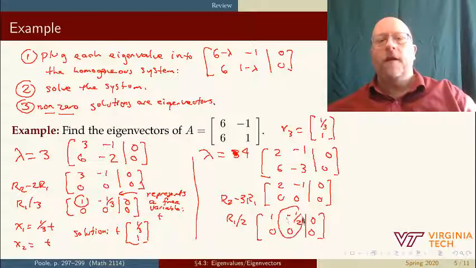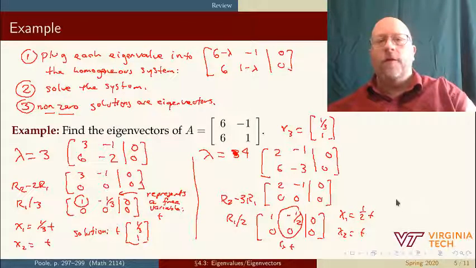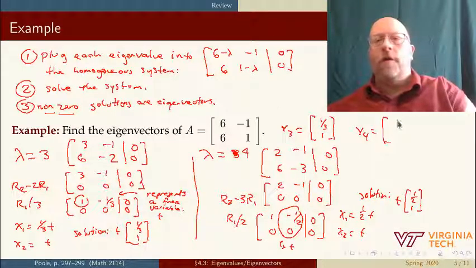Again, this column represents a free variable, which we'll call t again. And my solution will be x1 is equal to 1/2 t, x2 is equal to t, and so t times 1/2, 1 is the solution to this system. And so my eigenvector corresponding to lambda equals 4 is 1/2, 1.